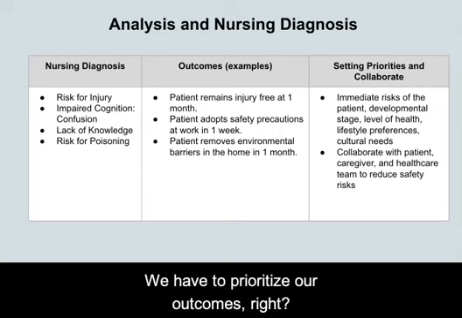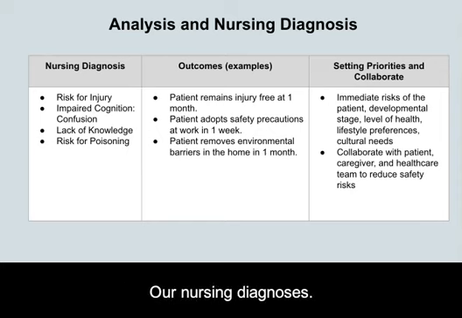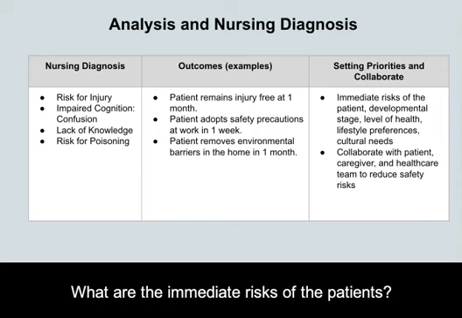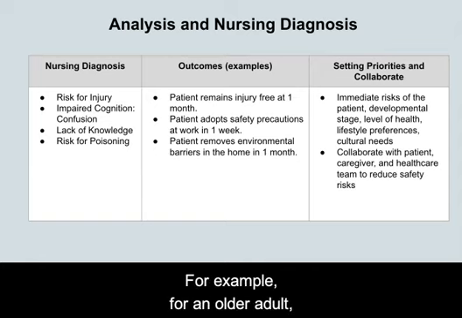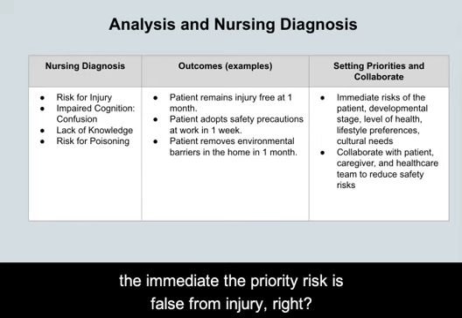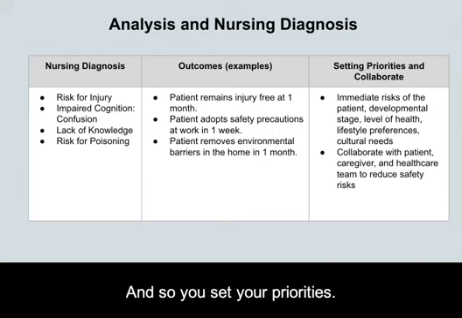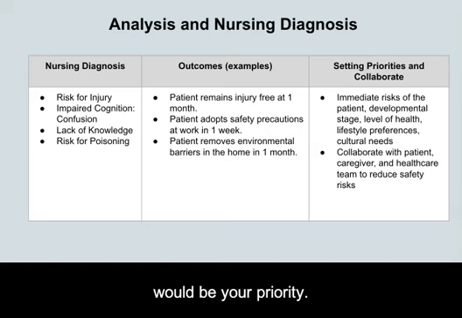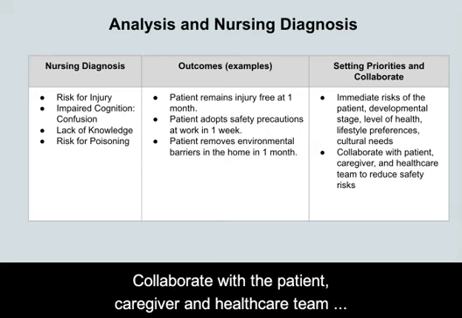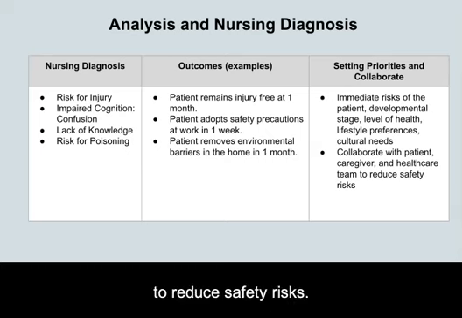We have to prioritize our outcomes, right? Our nursing diagnoses. What are the immediate risks of the patients, their developmental stage, level of health, lifestyle preferences, cultural needs? For example, for an older adult, the priority risk is falls from injury, right? And so you set your priorities. So, for example, impaired cognition or risk for injury would be your priority. Collaborate with the patient, caregiver, and healthcare team to reduce safety risk.